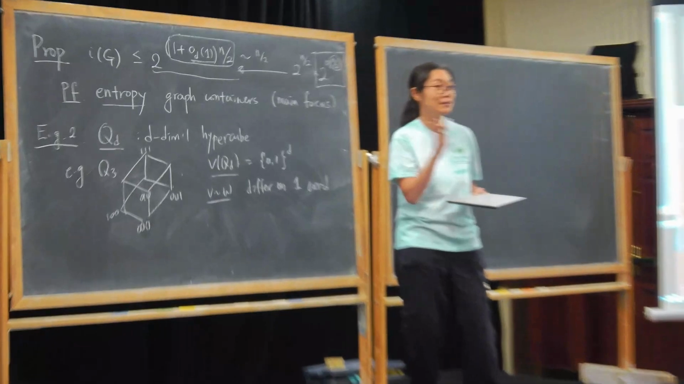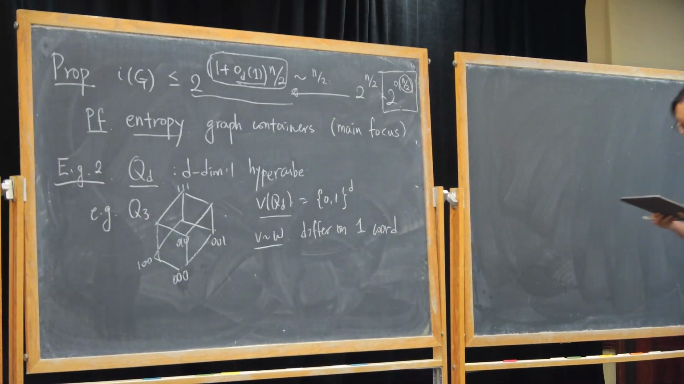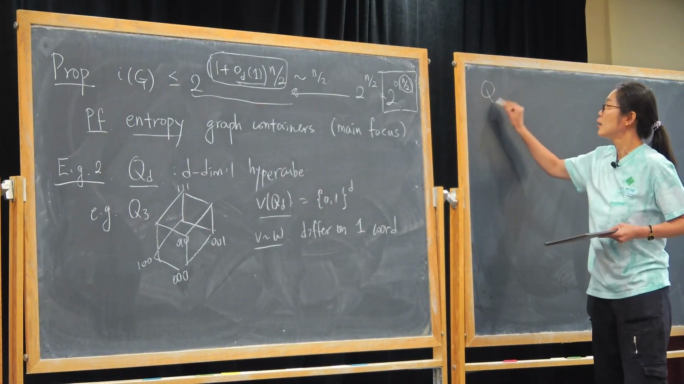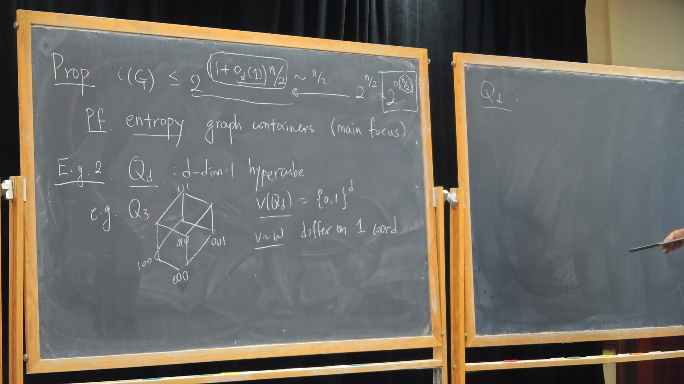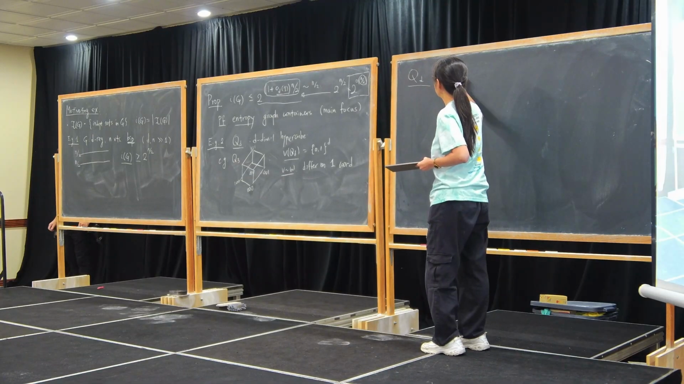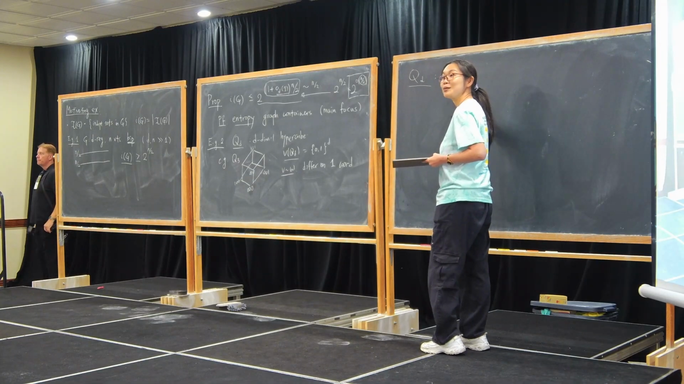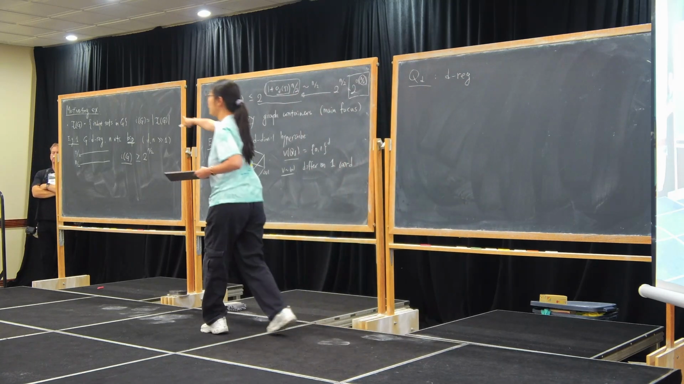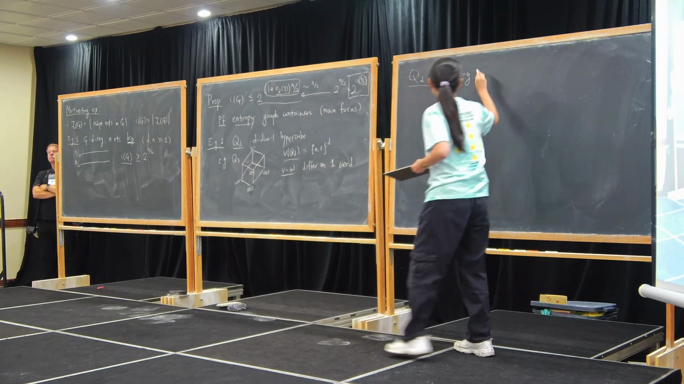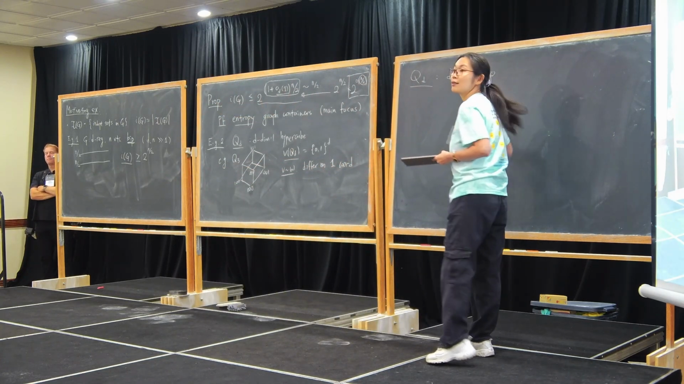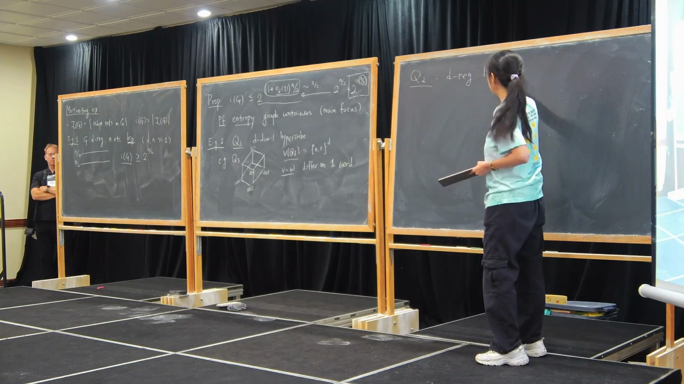Are we okay with this? So we have seen this before. Okay, and if you look at Q_d, then this is irregular. So this still satisfies the assumption over there. And also this is bipartite, right? And the bipartition is unique.